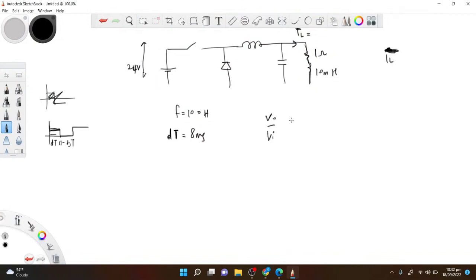V out over Vi for a forward converter is equal to D, right? I can find my D as well. D is equal to 8 milliseconds over the period.